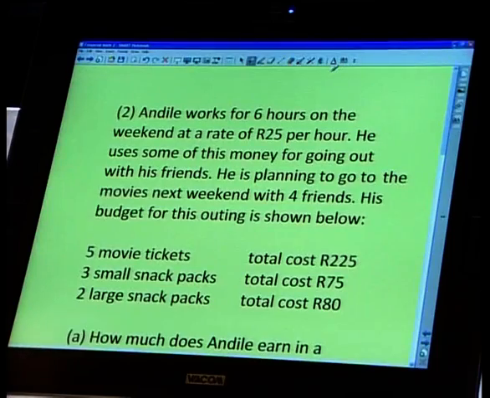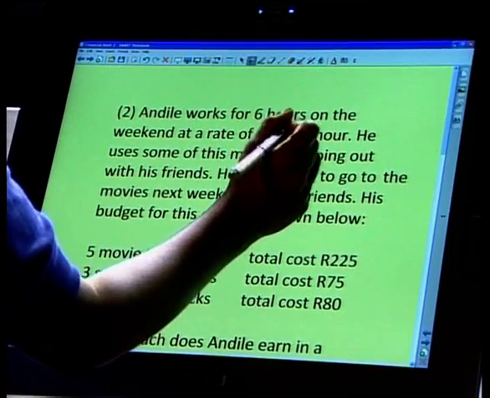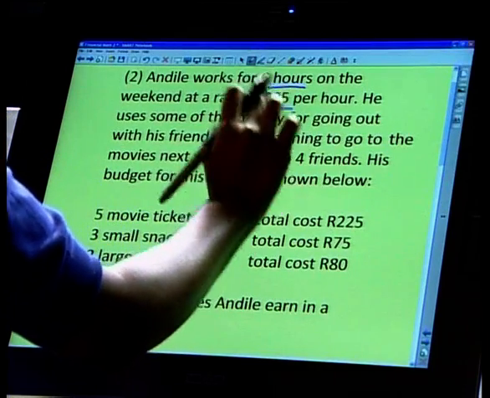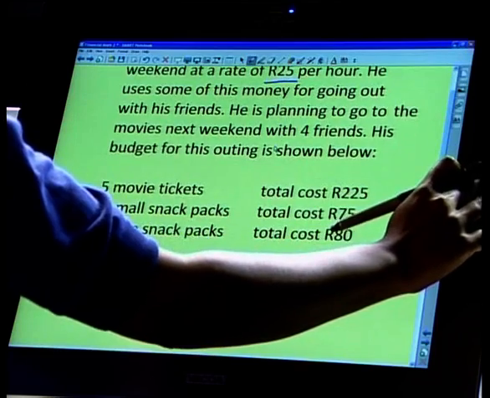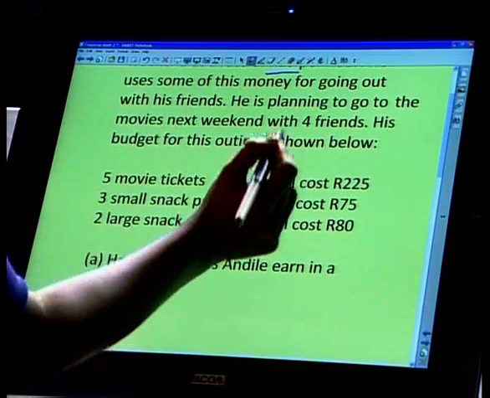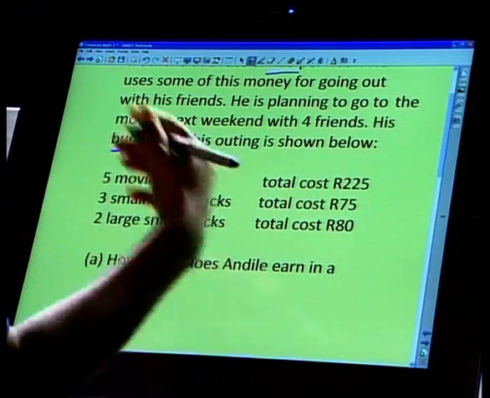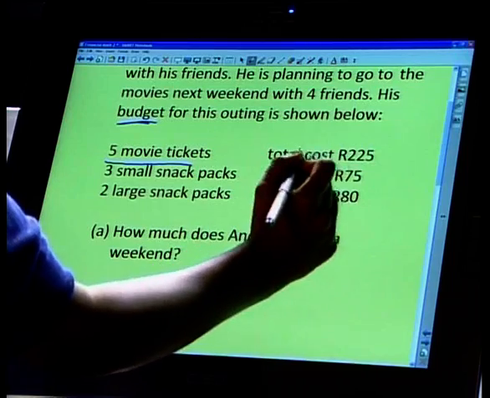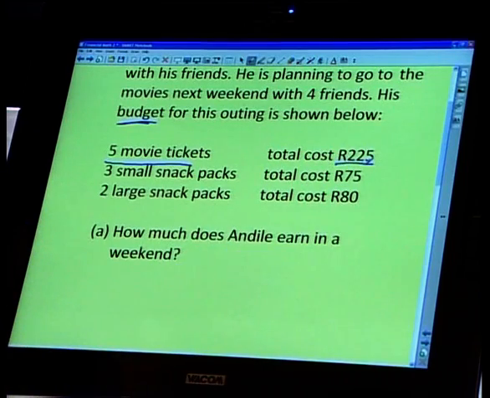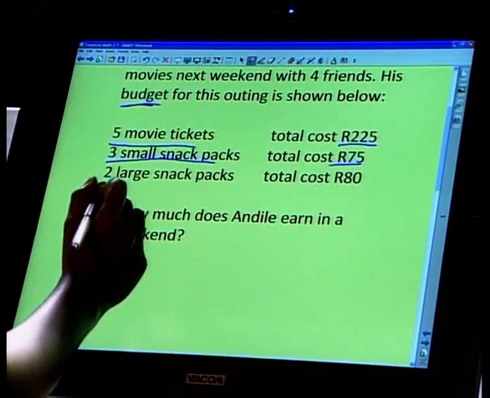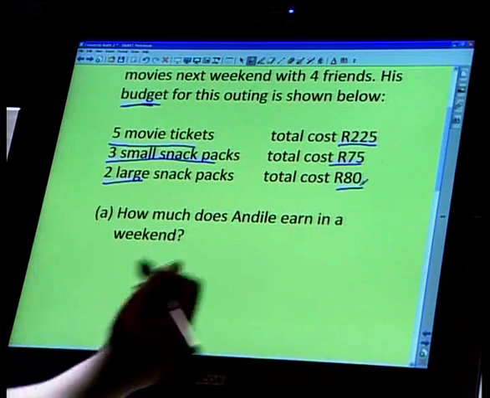Okay, so let's look at the answer to exercise 2. You are told that Andile works for 6 hours on the weekend at a rate of 25 Rand per hour. So he gets paid 25 Rand for each hour that he's there. He uses some of his money to go out with his friends, and he is planning to go to the movies with 4 friends. His budget, remember the budget is just what he expects to pay, is shown here. 5 movie tickets in total will cost 225 Rand. 3 small snack packs in total cost 75 Rand, and 2 large snack packs cost 80 Rand.